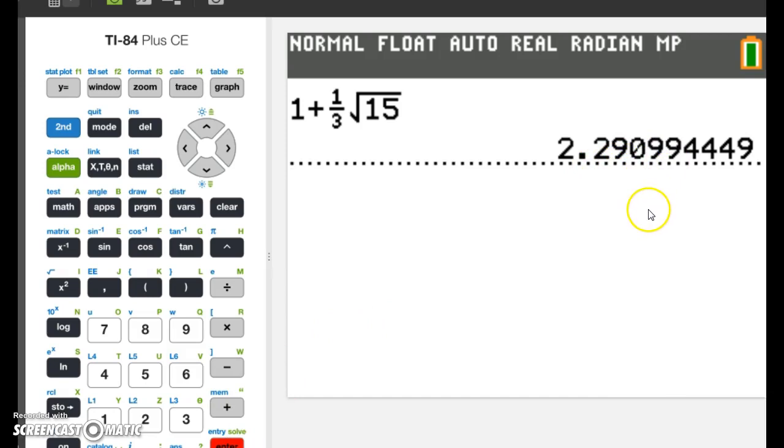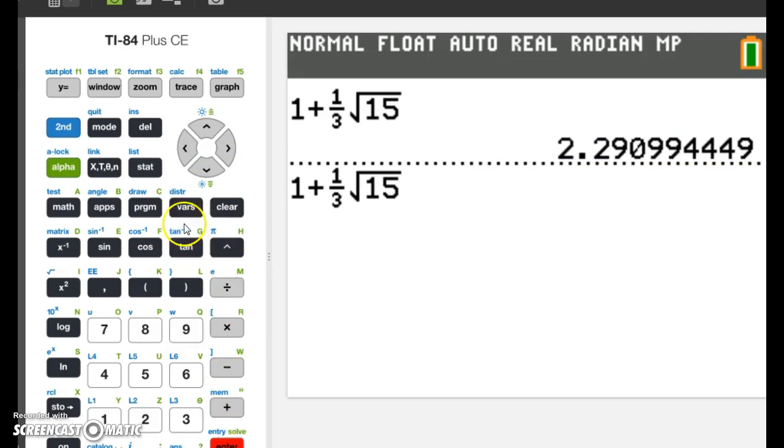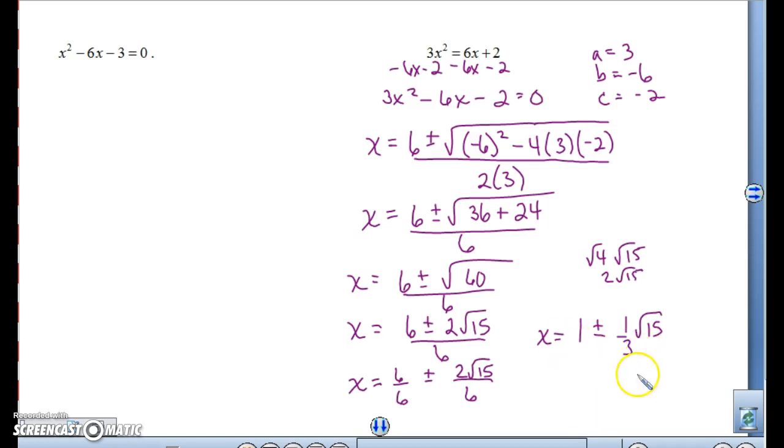And again, if I want to do this minus, all I have to do is arrow up instead of having to retype it. Press enter, and then arrow back, and change the plus to a minus. And it saves you some steps. And press enter. And there's your decimal approximation, which I did about 4 times. But you get the idea. So if you're asked for the exact value, leave it in radical form. If you're asked for a decimal approximation, then you want to use the calculator value.